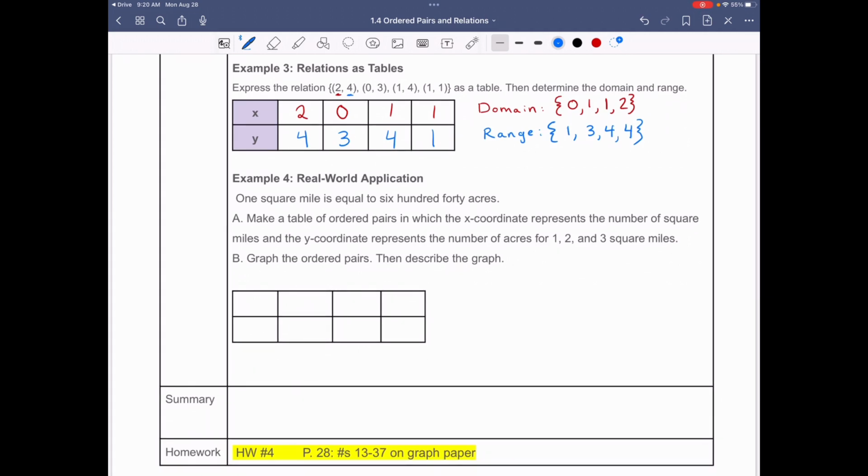Here's a real-world application. 1 square mile is equal to 640 acres. For part A, they are asking us to make a table of ordered pairs in which the x-coordinate represents the number of square miles and the y-coordinate represents the number of acres for 1, 2, and 3 square miles. Okay, so we're going to use x and y, and I'm just going to put on my side over here that the x is square miles, and then the y is acres.